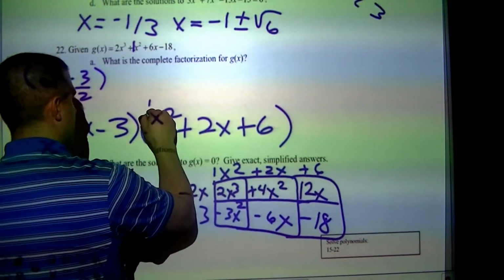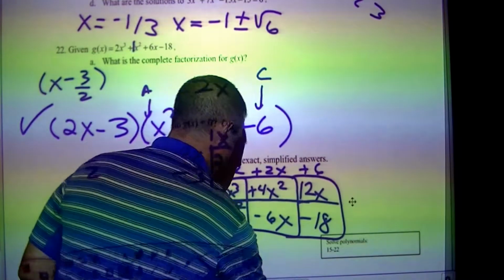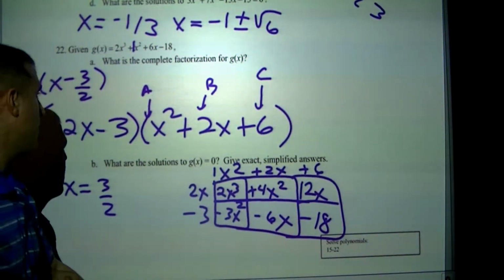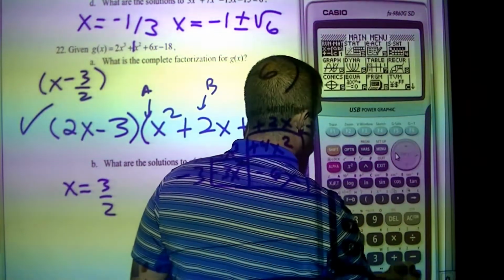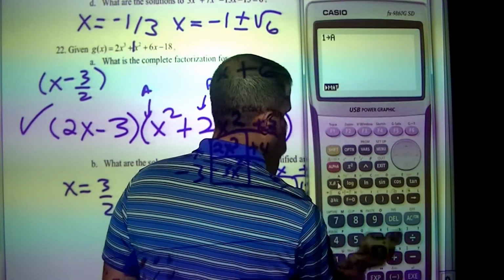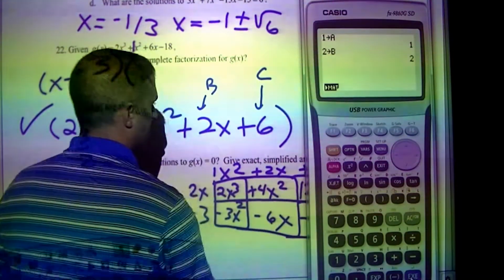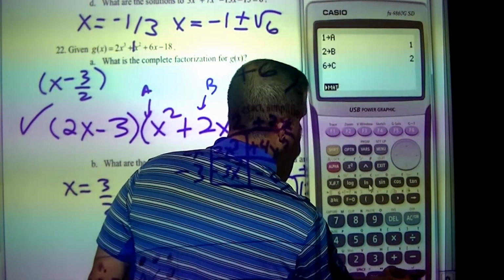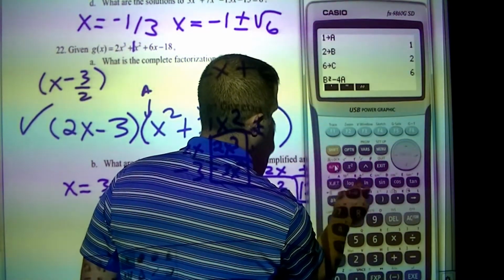A, all right? That's my A. That's my B. That's my C. Okay? So I'm going to do 1 arrow alpha A. Okay, 2 arrow alpha B. Okay, 6 arrow alpha C. Okay, and I'm going to do alpha B squared minus 4 alpha A alpha C.